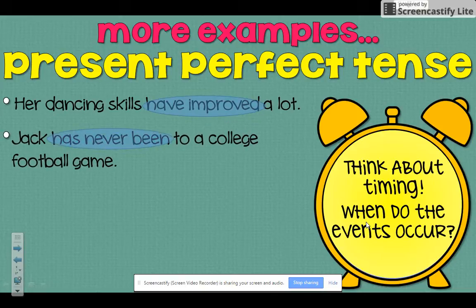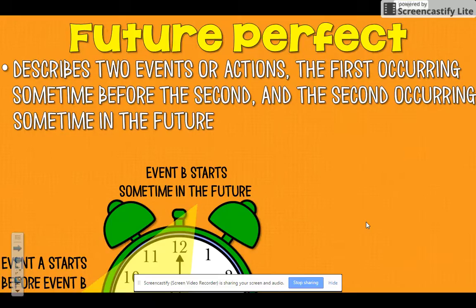Jack has never been to college. Again, we're looking for our keyword here, has, and we find it, and then we find our verb. And we're saying that Jack hasn't been to college in the past, and he still hasn't been to a college football game even today. So this conveys time.